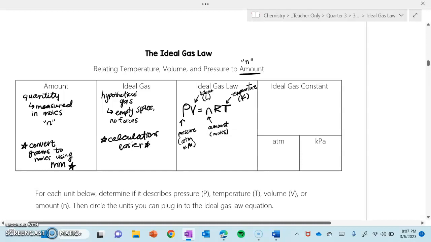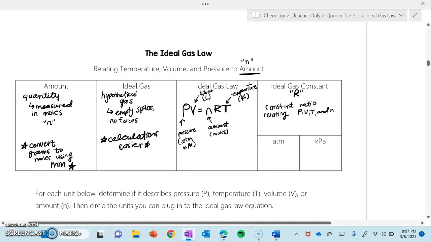So our ideal gas constant is R, and it is a constant ratio relating our other variables, pressure, volume, temperature, and amount. There are two options for our R value, and it really depends on the units that you are using for pressure, because they have to be relating the correct units into our equation.